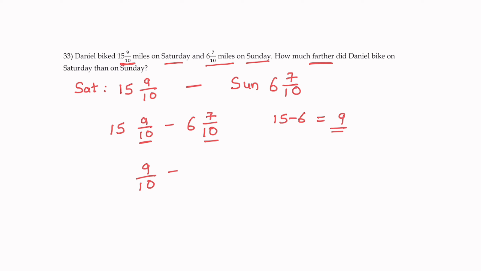And then do this separately. 9 over 10 minus 7 over 10, which is 2 over 10. And simply put them together. So this becomes 9, 2 over 10. Do you see how fast it was? It went faster because I did not convert my mixed number into an improper fraction. I played it smart, and that's what you have to do. Maths makes you smart. You have to practice and then the numbers will start telling you.